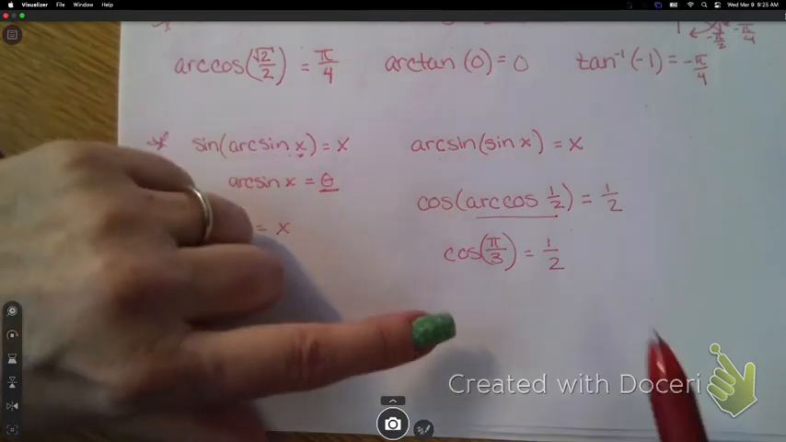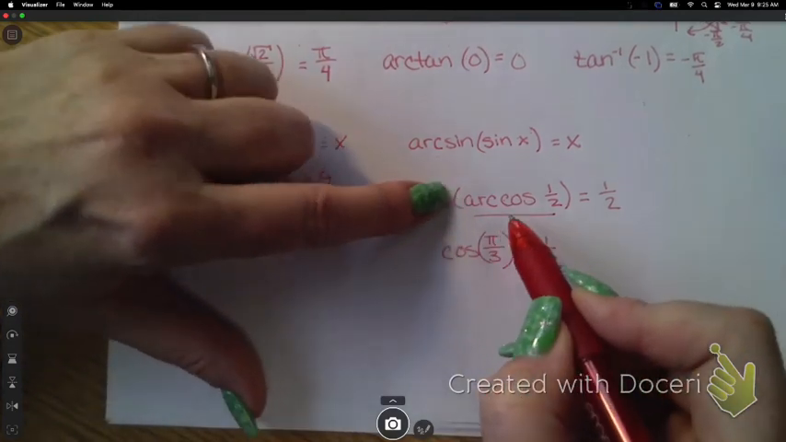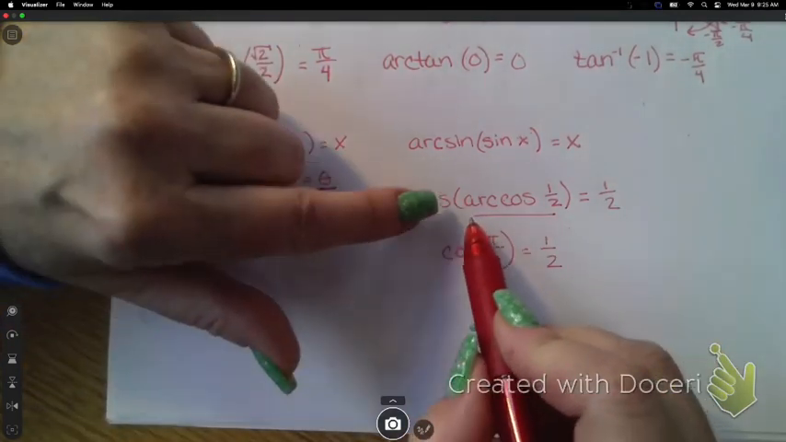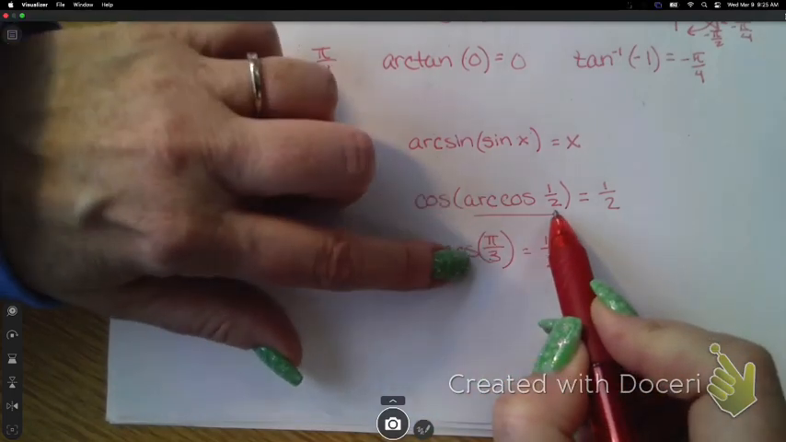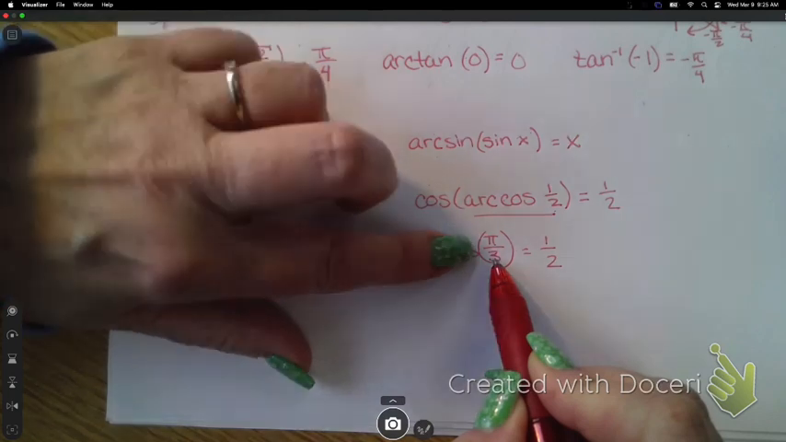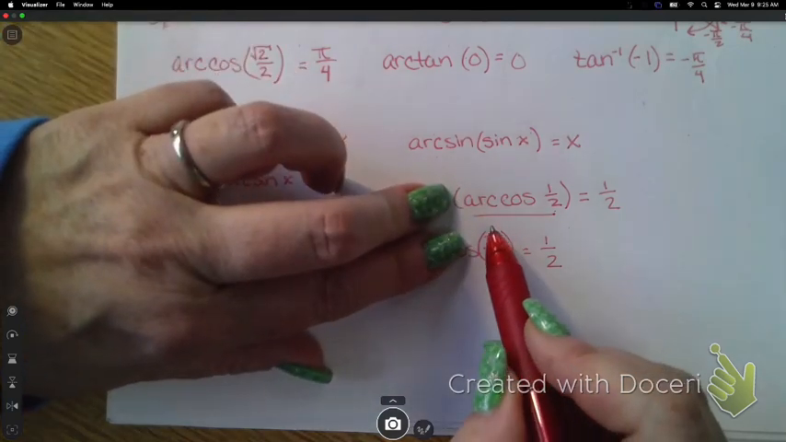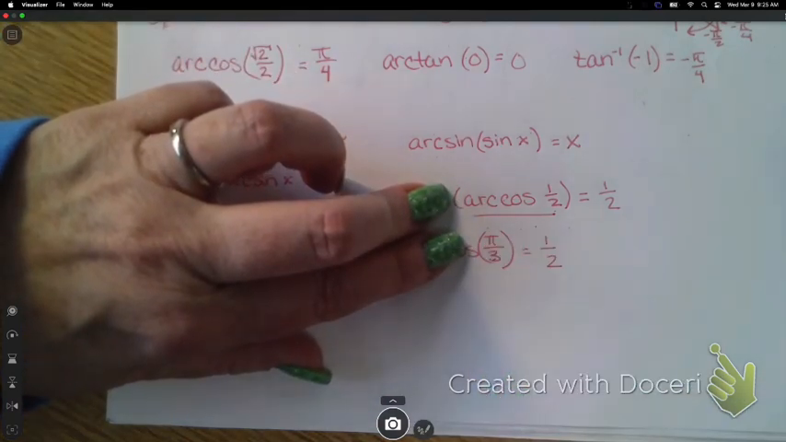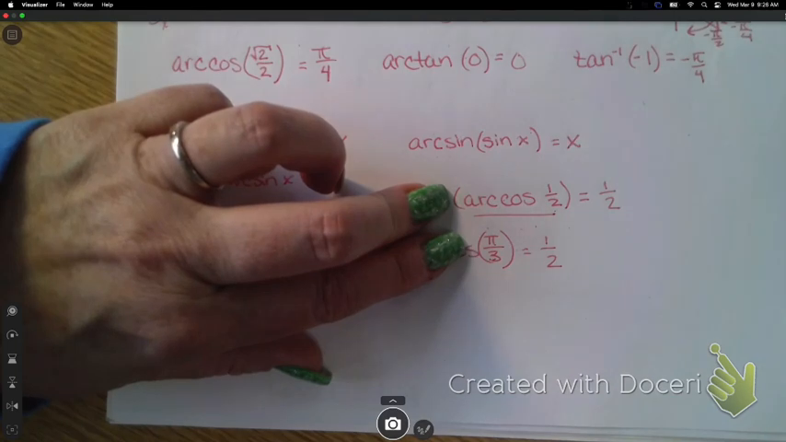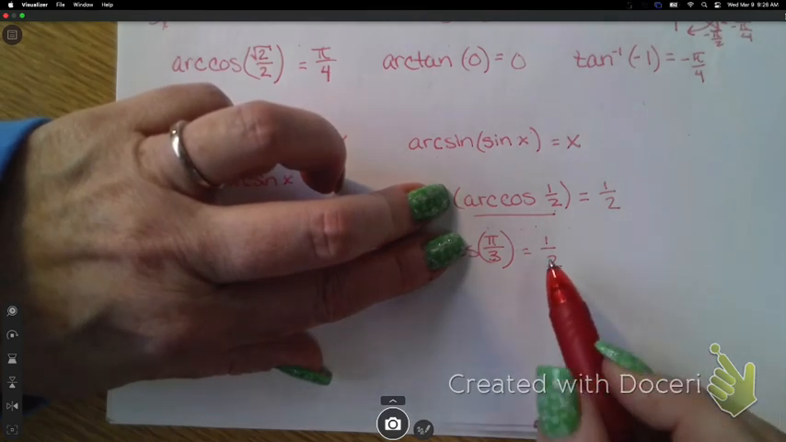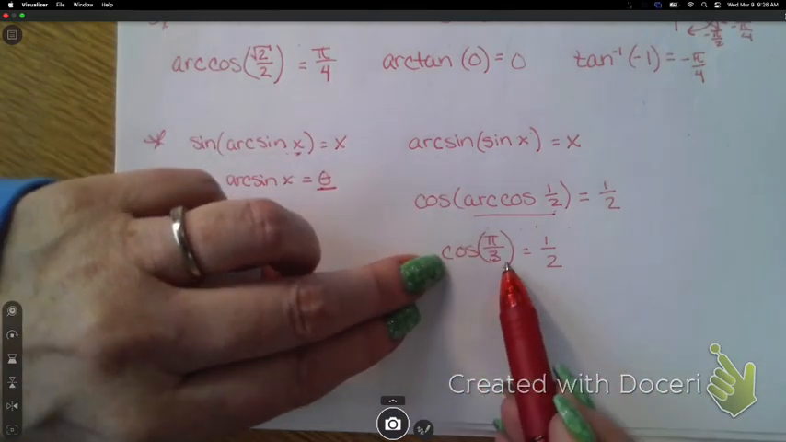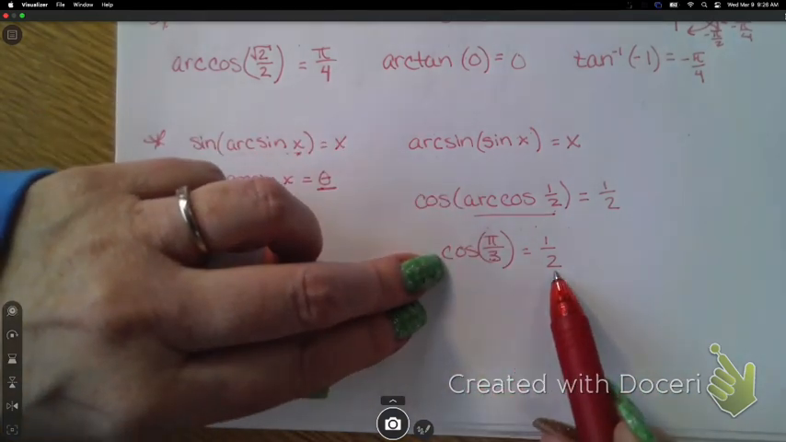Yeah. Repeat how you did that, please. Order of operations tells me I have to do parentheses first. So the arc cosine of 1/2 was pi over 3. Where's cosine 1/2 at? 60, which is pi over 3. And now I take the cosine of pi over 3, which is 1/2.